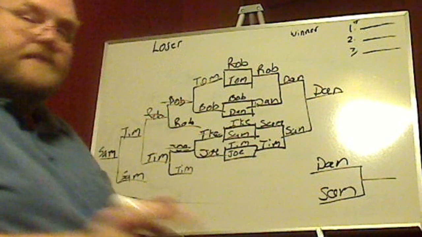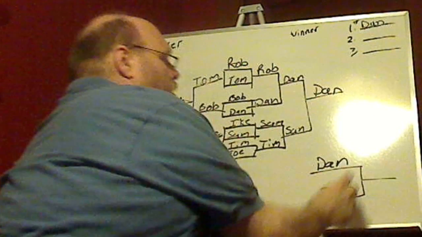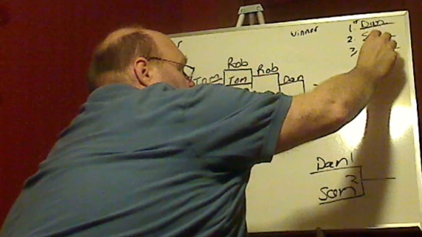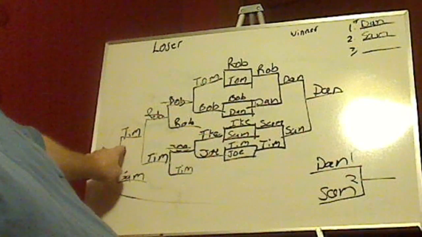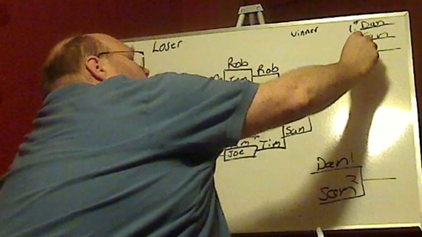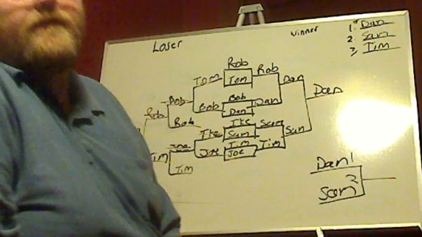So our placement is going to be Dan, first place, Sam, second place, and then our third place is going to be whomever lost this race right here, Tim. There you go. You got your first, second, and third.